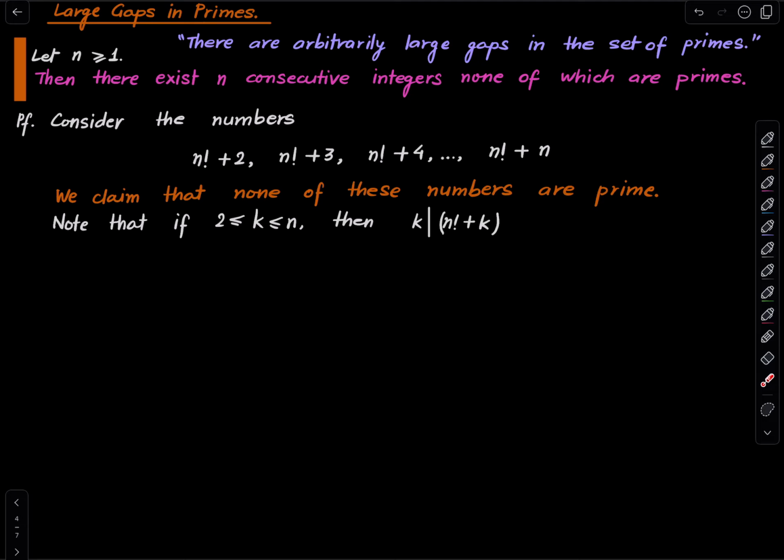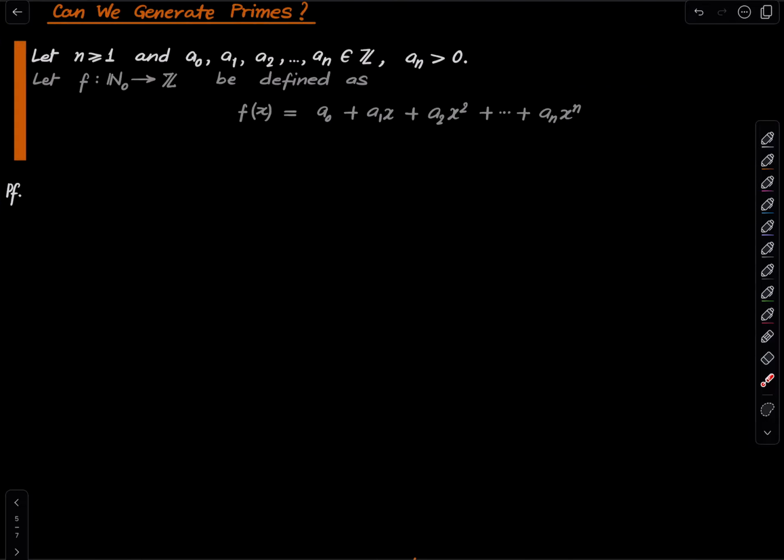Now for probably the most interesting proposition of this lecture. We want to show that polynomials cannot generate primes. So what is the precise statement? Fix a natural number n, at least 1, and suppose we have these n plus 1 integers given to us, where the last one is positive. You could also take the last one as negative, but it doesn't change anything, just take it to be positive. And define this function which consumes a whole number and outputs an integer, defined as follows. This is for all x, obviously. Such a thing is called a polynomial.